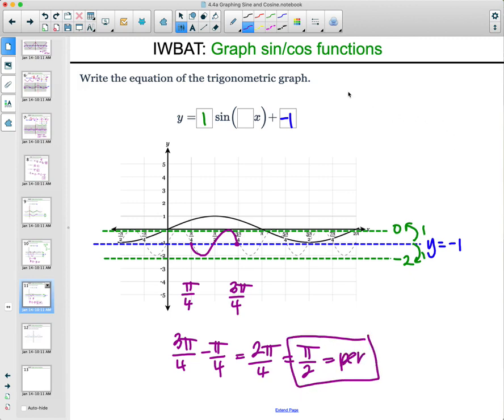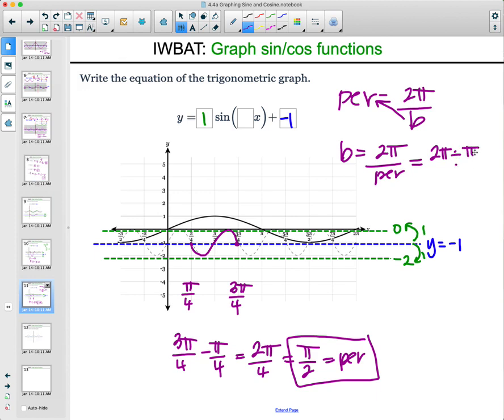So now we need to find the b value. Remember that your period equals 2 pi divided by b. If you switch these two on the diagonal, b is equal to 2 pi over your period, which is what we want. We want to solve for b. So we'll do 2 pi divided by pi over 2. Again, it's a fraction, so I'm going to write it this way so that I can flip it and multiply. Then the pi's will cancel. So I'll get b equals 4.